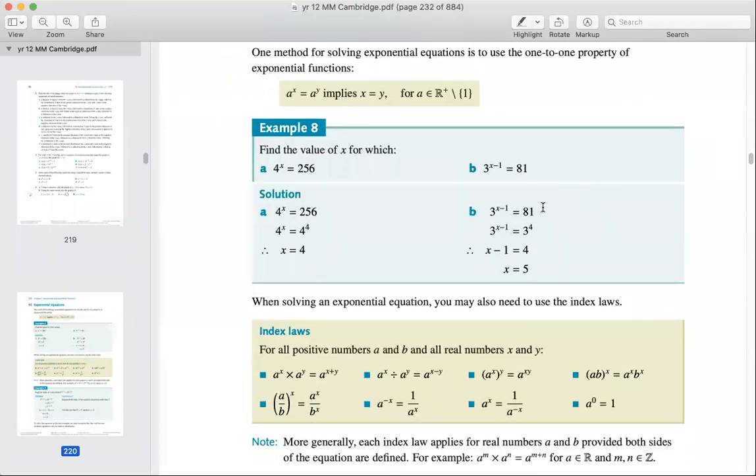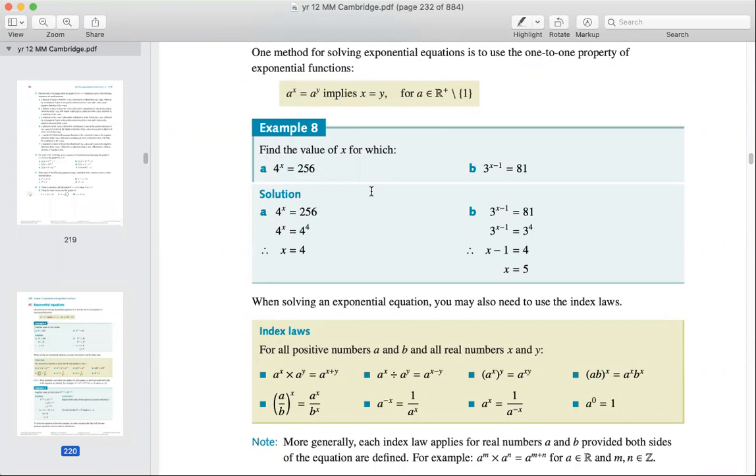So the first one is this one. It's pretty straightforward, but it is important, okay? A to the power of x equals a to the power of y implies x equals y. So what's the type of problem going to look like in this way? Example 8, okay? For this type of question, we always need to change to the same base.